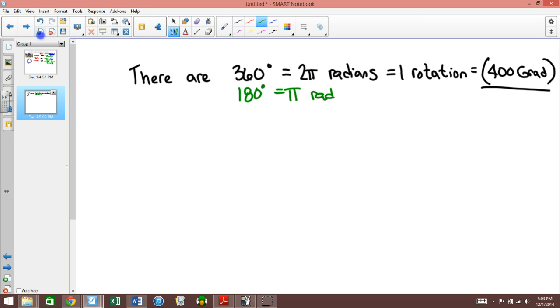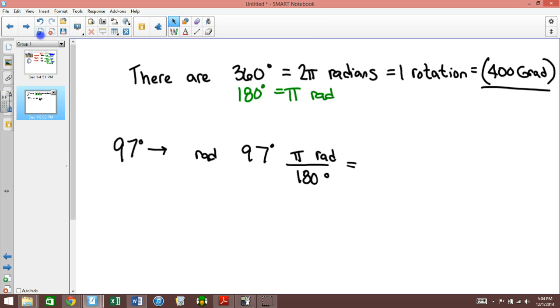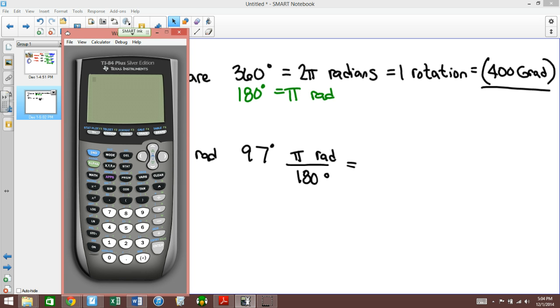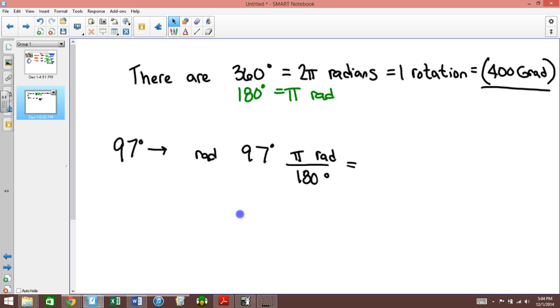So a lot of times, if you've got, let's say, like 97 degrees, and you want to turn that into radians, what I would end up doing is dimensional analysis. I'll put degrees on the bottom and I'll put radians on top. And I'll say that in 180 degrees, there's pi radians. So you just take out your calculator and you take 97 times pi, so 97 pi divided by 180 will give you 1.69 or 1.7 radians.